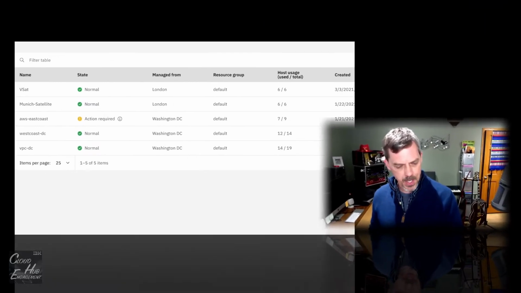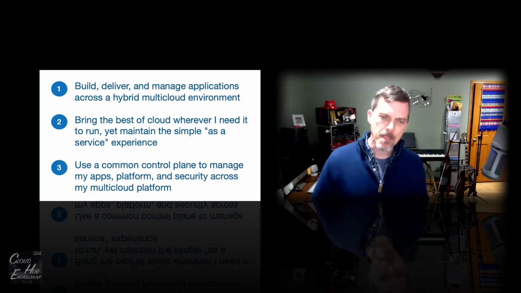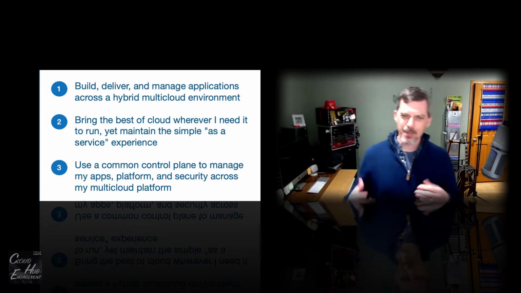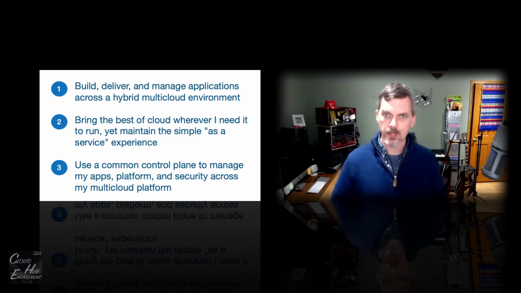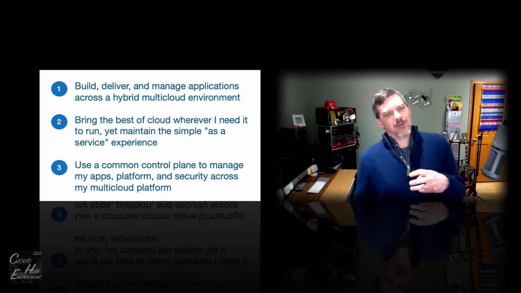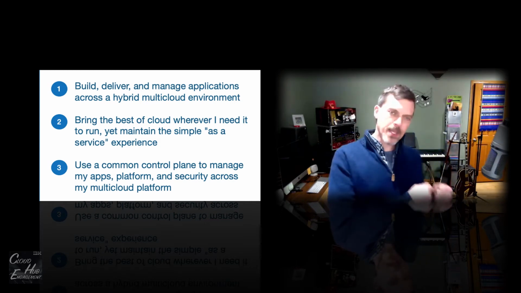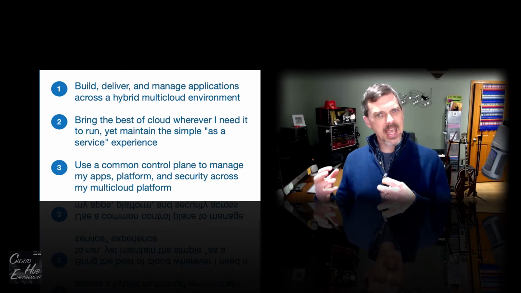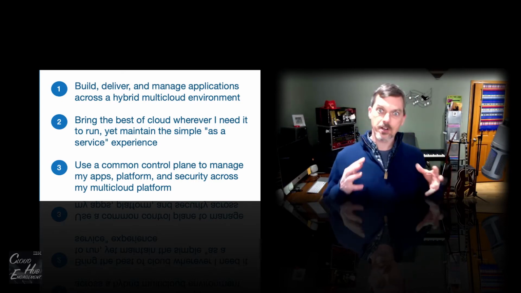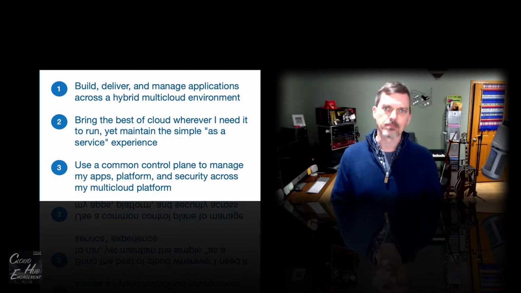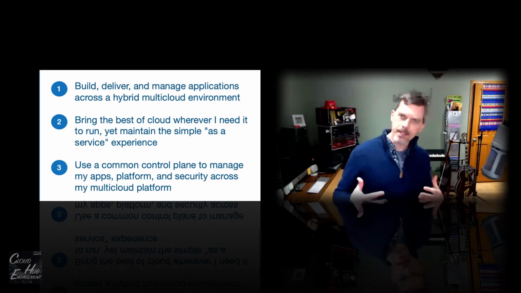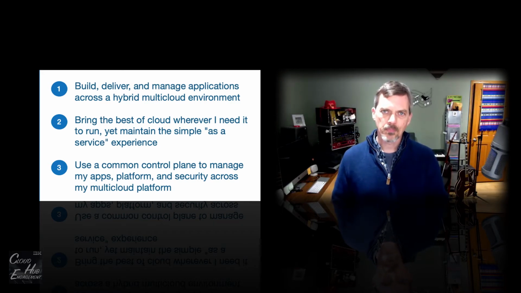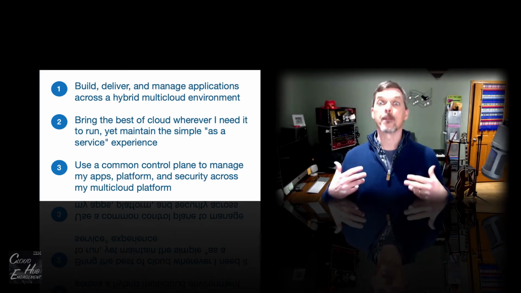Now, as we said in the first couple sessions, there's really 3 main outcomes that our clients are trying to achieve in this hybrid multi-cloud environment. The first one is I want to build and deliver and manage applications across this distributed cloud. The second one is they tell us, I want to bring the best of cloud wherever the applications need to run, whether it's on premises or AWS or IBM Cloud or wherever it might be. But I want to maintain this as a service experience. I want to focus on innovation. I don't want to focus on managing a platform. And the third one is I want a common control plane to manage my apps and my platform and security across that distributed cloud. And so today's third session is going to be all about observability.